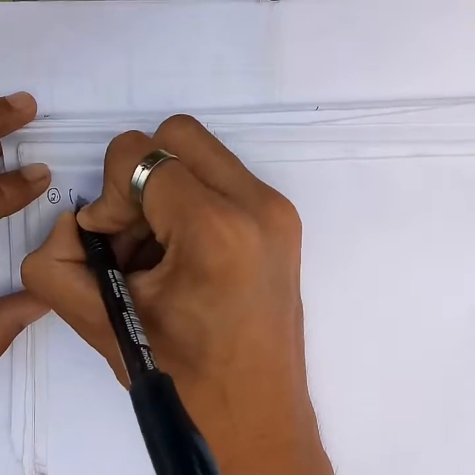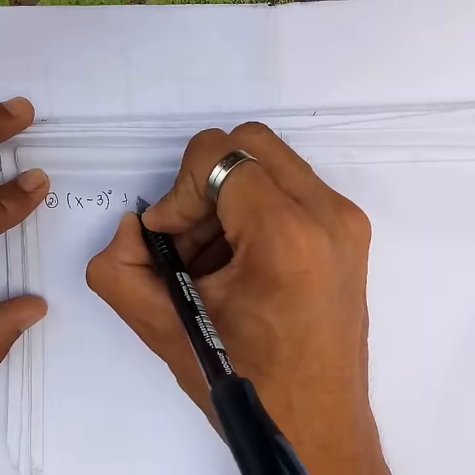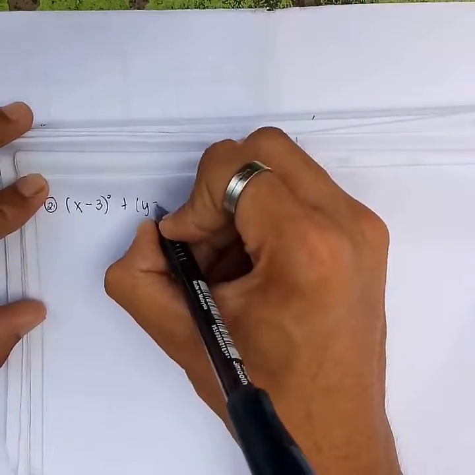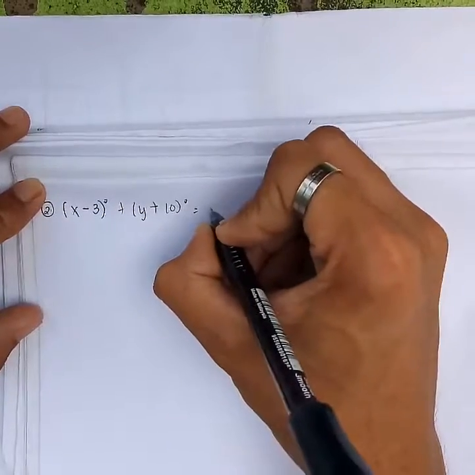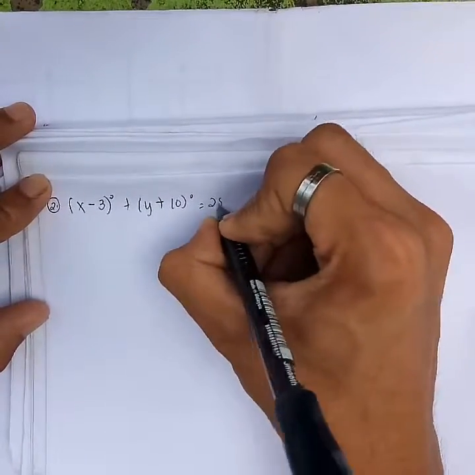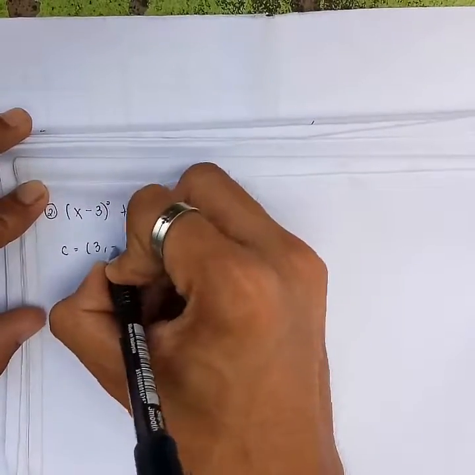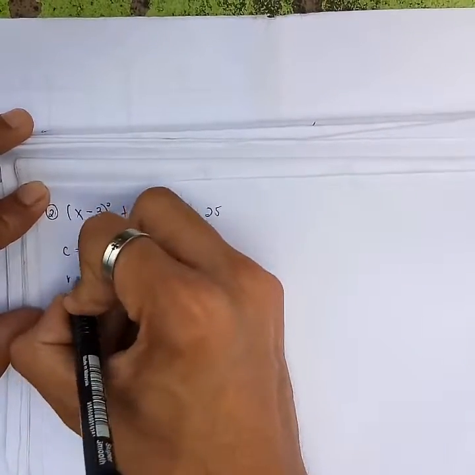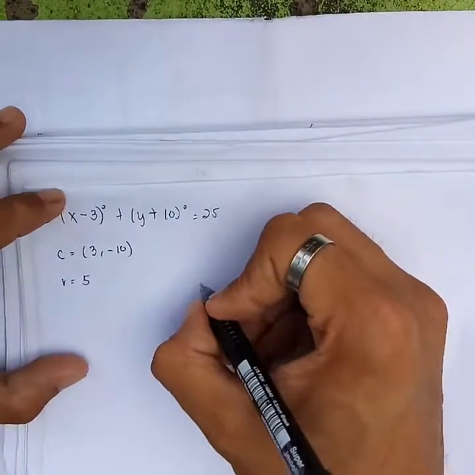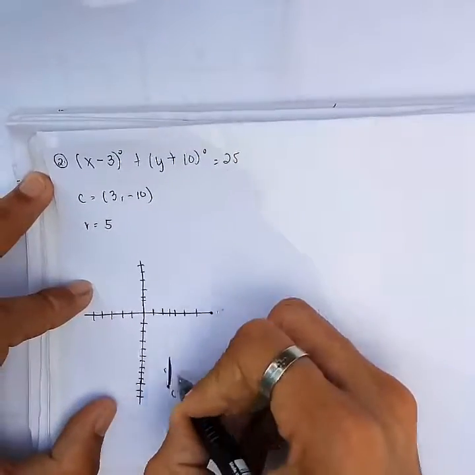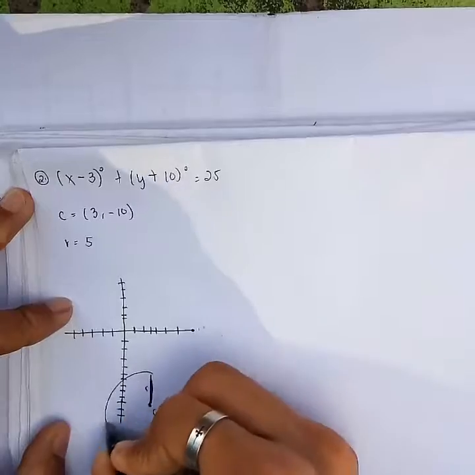Second example is if we do have x minus 3 squared plus y plus 10 squared is equal to 25. Our center will be 3 and negative 10. Our radius will be 5. When we plot this, it will be like this. This will be the center of the circle.